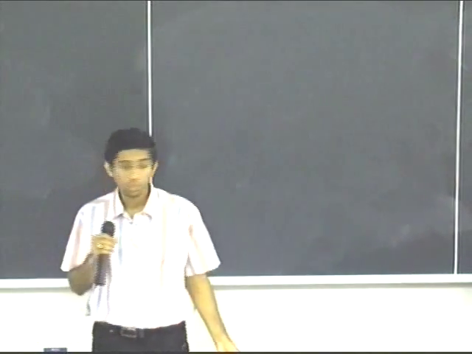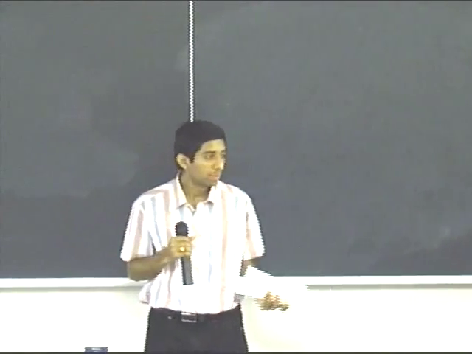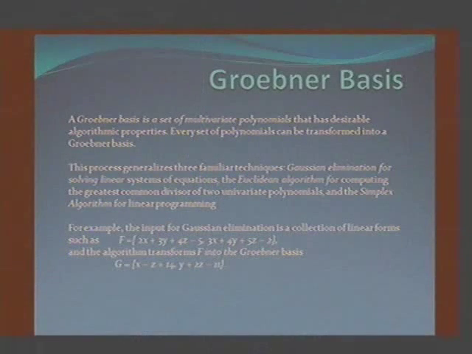Now first we'll start up with what that Groebner basis actually is. A Groebner basis is a set of multivariate polynomials which has all the desirable algorithmic properties. Now it is very easy to convert a set of polynomials of any given base into a Groebner basis. The Groebner basis actually comprises all the familiar techniques: Gaussian elimination, the Euclidean algorithm, and the simplex method. For example, let's take an example of a linear set of equations, the f. We can transform these into the Groebner basis, the g. Here we see that the g is in a very simple form, and we can manipulate these simple equations for their answers.